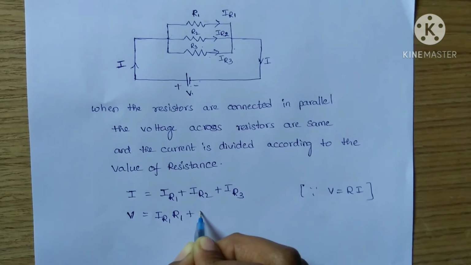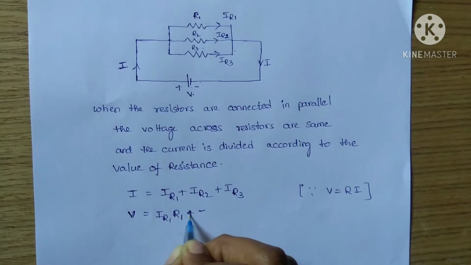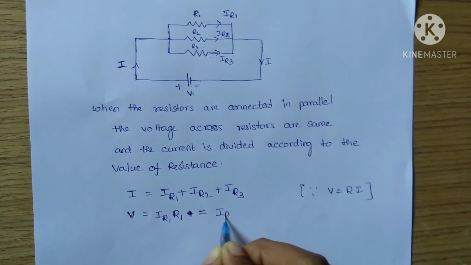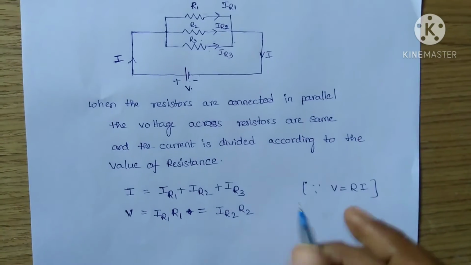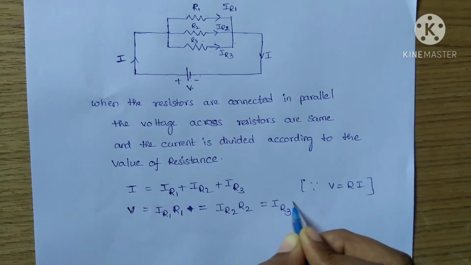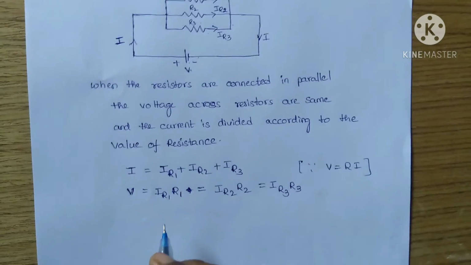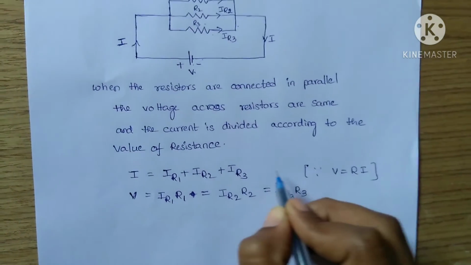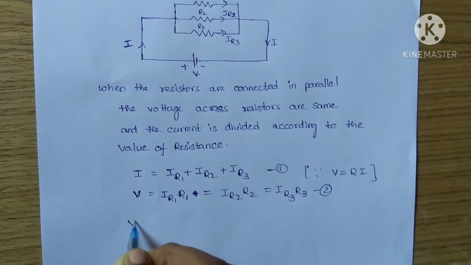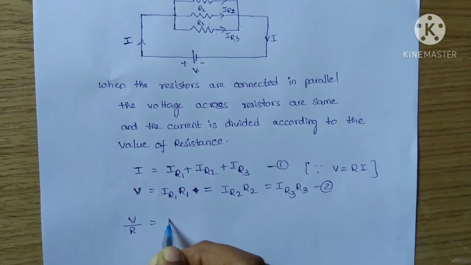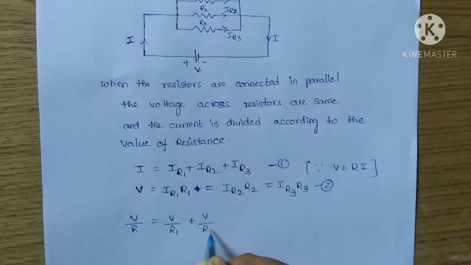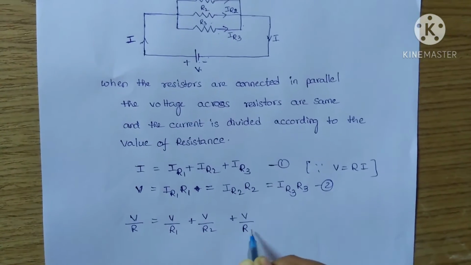into R1, and it is equal to IR2 and the resistance R2, and that is equal to IR3 and the resistance R3. By using equations 1 and 2, we can write it as V by R equals V by R1 plus V by R2 plus V by R3.